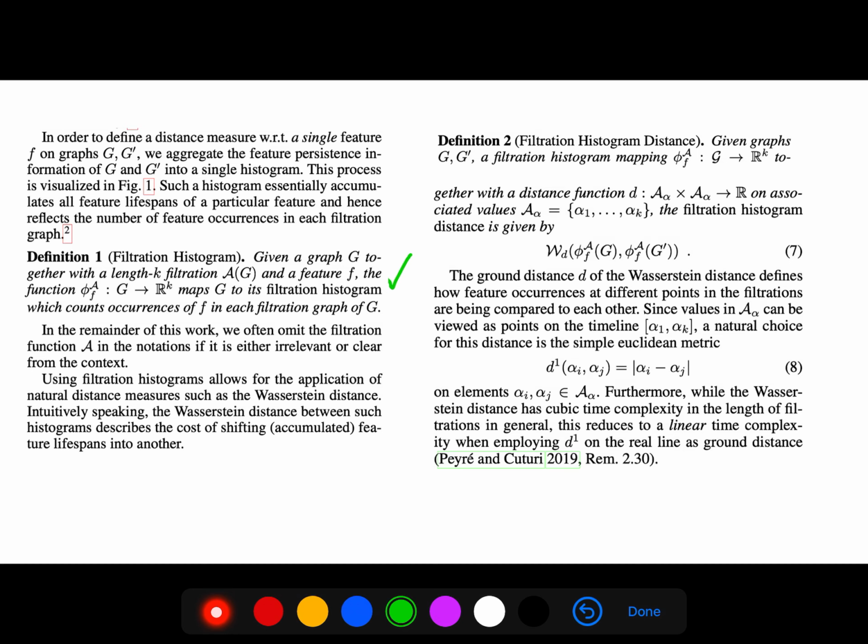Now we can define this distance. So what is a distance function? Given graphs G and G prime, a filtration histogram mapping phi, together with the distance function d on associated values, the filtration histogram distance is here. The ground distance d in the Wasserstein distance defines how feature occurrences at different points in the filtration are being compared to each other.